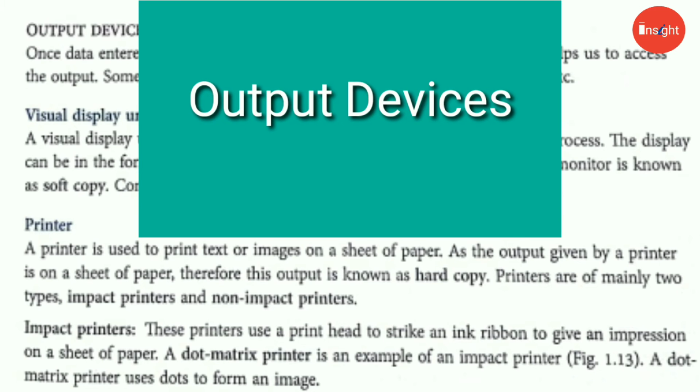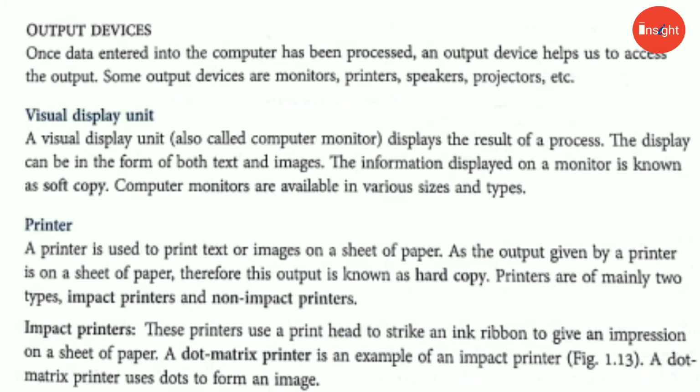After the data has been processed, the computer system generates the output. Output is displayed on the output devices such as monitor, printer, projector and plotter, etc. A computer monitor, also called a visual display unit (VDU), displays the result of a process. The display can be in the form of both text and images. The information displayed on the monitor is known as a soft copy. Computer monitors are available in various sizes and types.